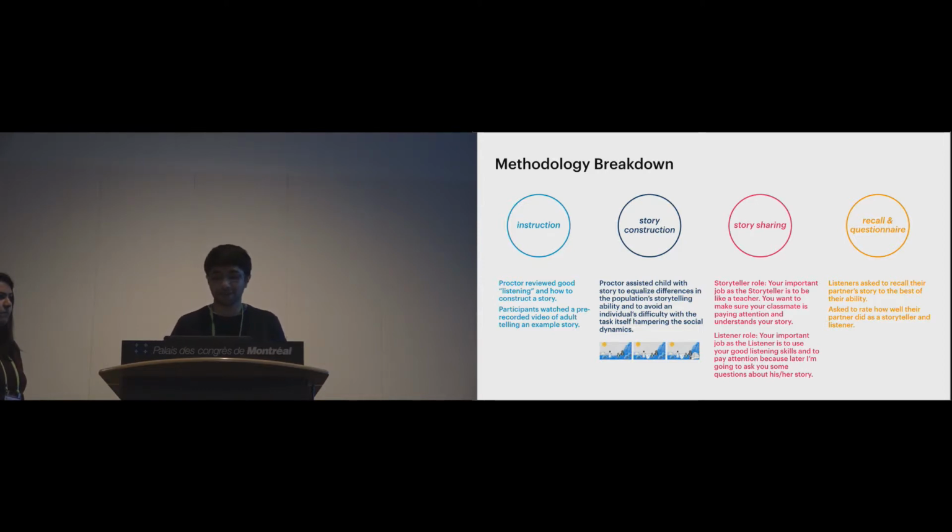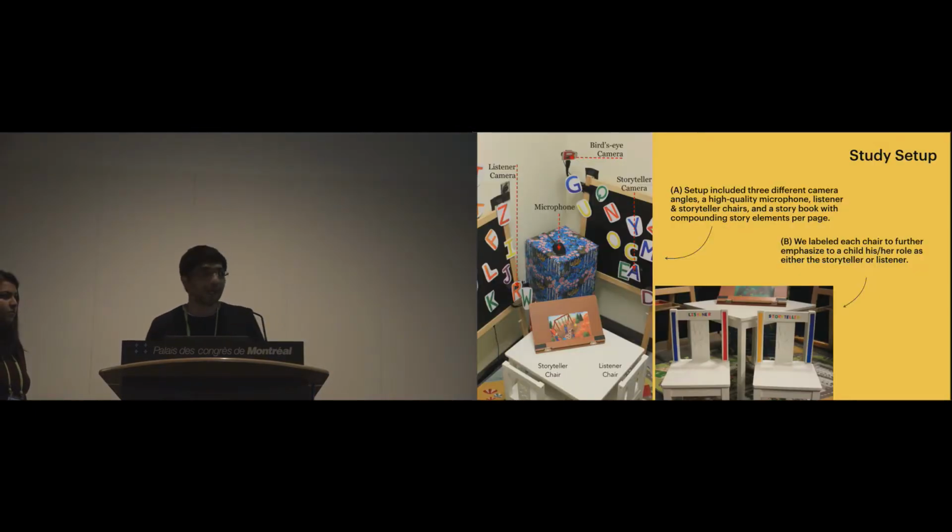After this, the proctor left the room and the children were free to interact with each other the way they wished. The final phase was the recall phase, where listeners were asked to recall their partner's story to the best of their abilities. Each child was also supposed to rate their partner's abilities in storytelling or listening, depending on what role they themselves took on. The study setup had 3 cameras that were recording from different angles, a high-quality microphone, and a storybook to give the context for the story that was going to be told.